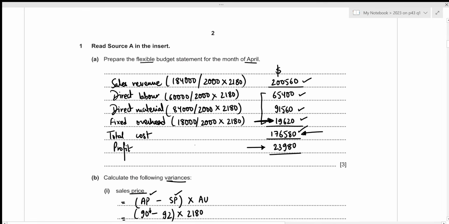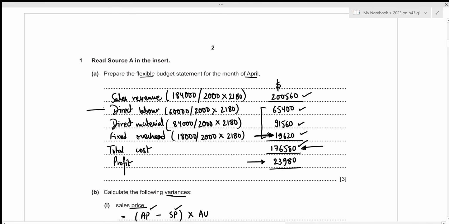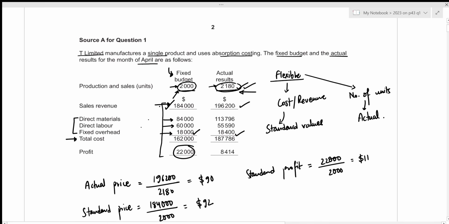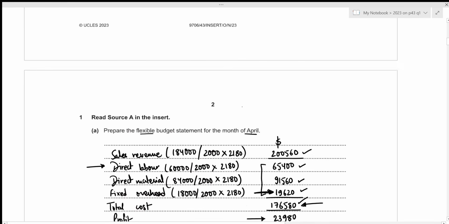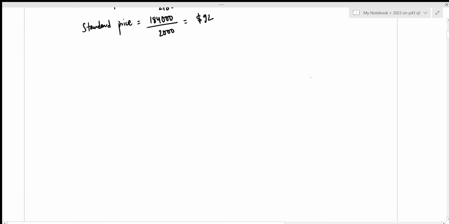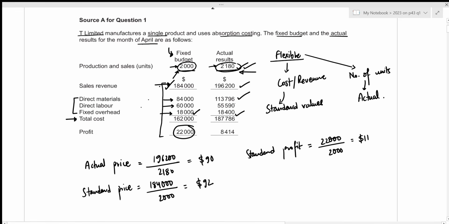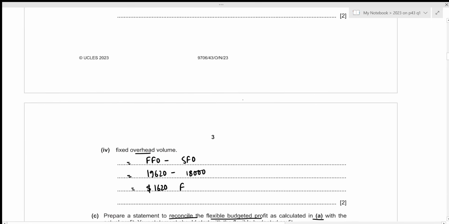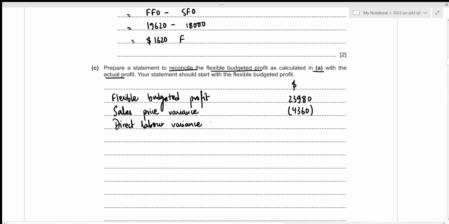And for this one, we can just figure out the difference between the direct labor for our flexible budget and the actual direct labor given right here. So our flexible value is 65,400 and the actual value is 55,590. So that's just going to be 65,400 minus 55,590, which results in the value of positive 9,810, which is a favorable condition, so we just add it. Then we move towards the direct material variance.